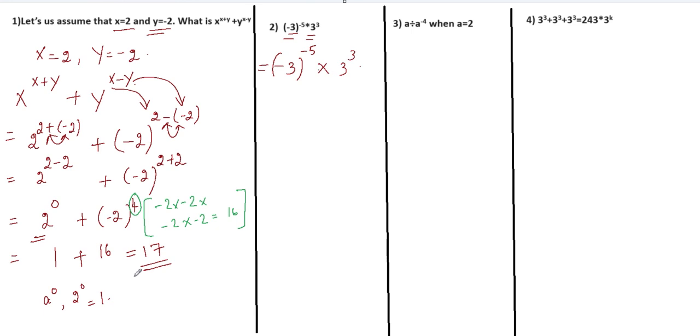Correct? Don't try to solve 3 power 3 and complicate it. We will first try to simplify this expression and then you can solve it. Don't immediately write 3 power 3 as 27 and then proceed. It makes the problem a little more complex. Try to simplify the base and then solve it. You can see how I'm doing it. I'm just taking the minus sign outside. So minus, 3 power minus 5 into 3 power 3.